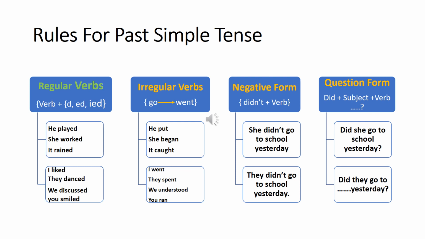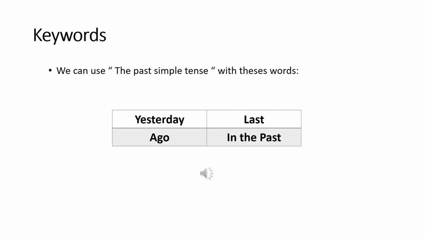In the question form, we will start with did, then subject, then the verb in the base form. Did she go to school yesterday? Or did they go to school yesterday? We will use these words with the past simple tense: yesterday, last, ago, in the past.